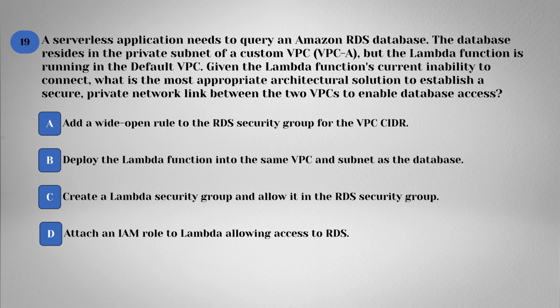A serverless application needs to query an Amazon RDS database. The database resides in the private subnet of a custom VPC, VPC A, but the Lambda function is running in the default VPC. Given the Lambda function's current inability to connect, what is the most appropriate architectural solution to establish a secure, private network link between the two VPCs to enable database access?